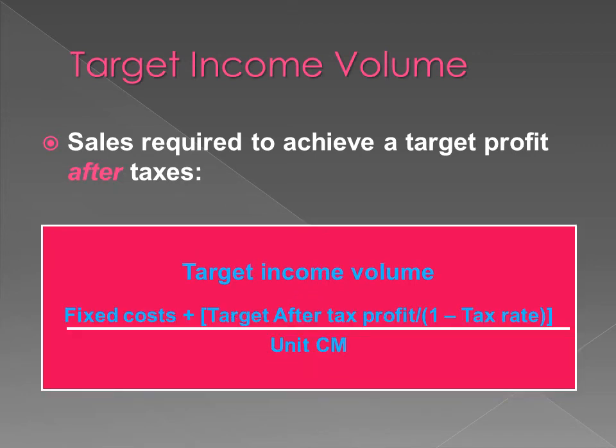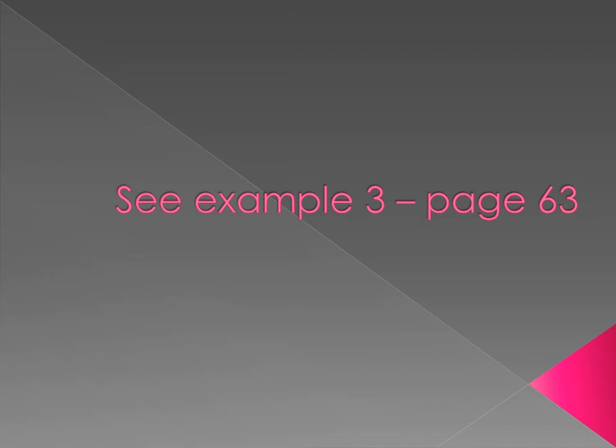Now, when you're looking at your target income volume after taxes, it's slightly different. You still have your fixed costs, but then you have to get your after-tax profit number. So you take your target after-tax profit and you divide that over 1 minus your tax rate. And then that gives you the actual number that you want to make after taxes. And you divide all of that over your contribution margin, and that will give you your target income volume after taxes. Now look on page 63 for an example on how to calculate this, how to solve this problem.